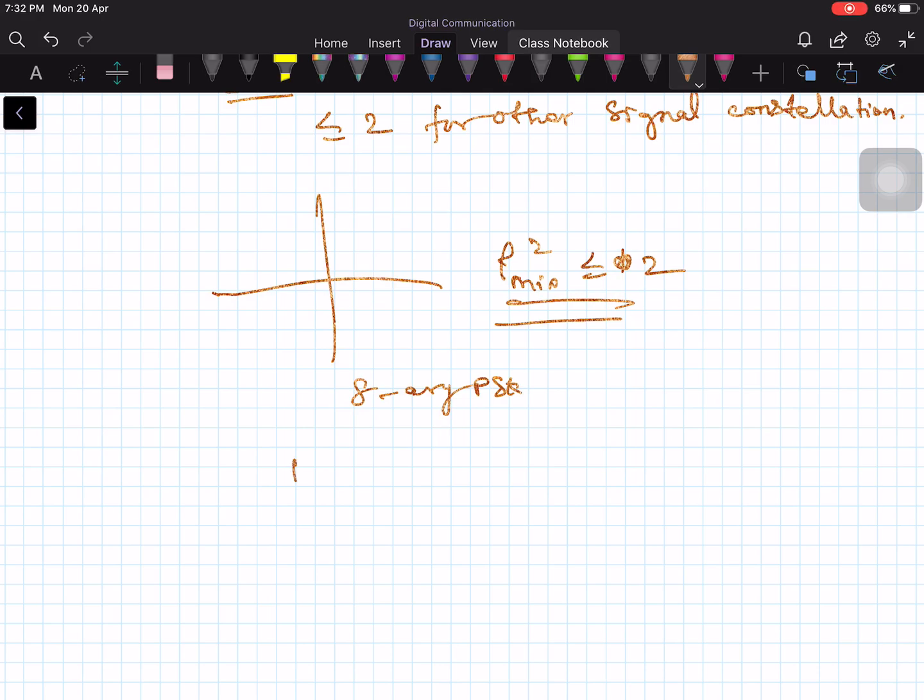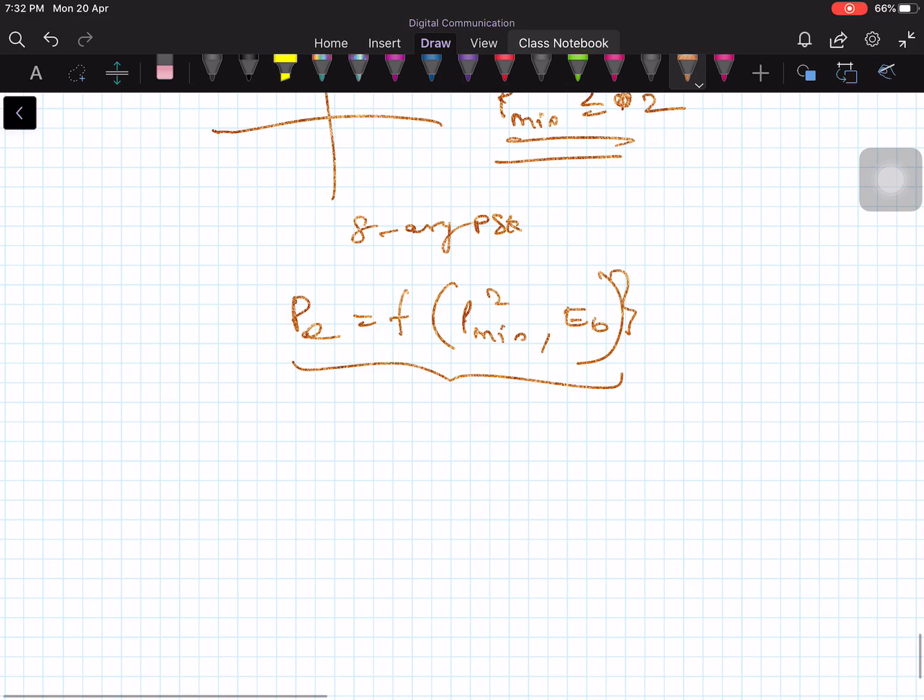So the probability of error is a function of two parameters. One is rho min and the other one is Eb, how much energy I am going to use. And this calculation is based on the condition of Gaussian noise. So when the noise is Gaussian, how much error am I going to get for a given constellation or a given digital modulation scheme.